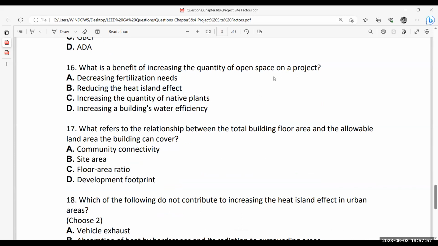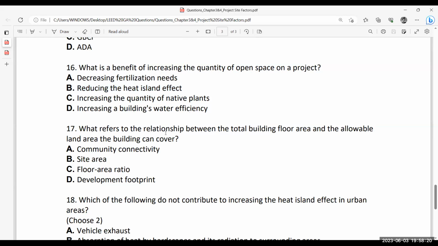So anytime you have more open space on a project, you're going to have more area for vegetation, you're going to allow more percolation, a lot of water goes in, stormwater is managed, etc. So reducing the heat island effect is the direct benefit that we get for reducing the development footprint and for increasing open space.